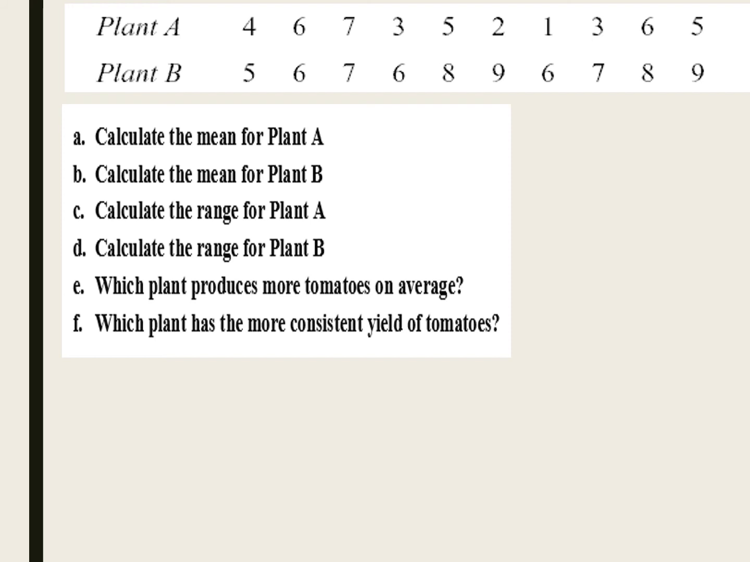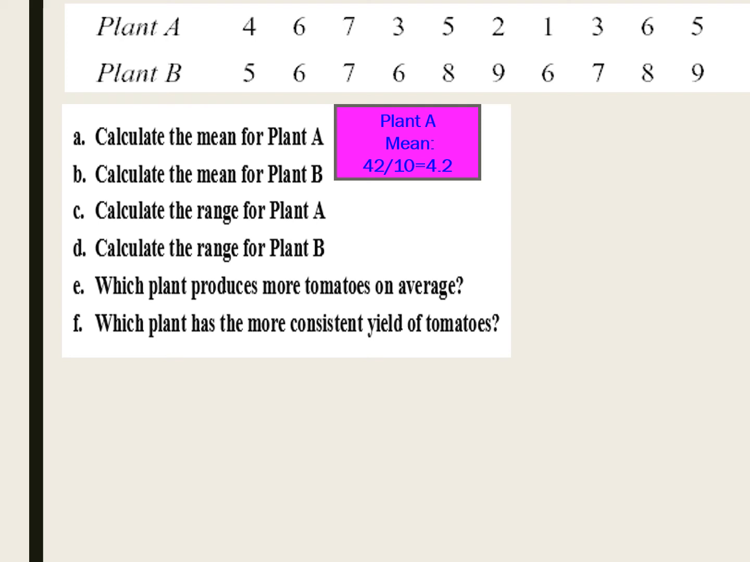Now you have this exercise. It's about plant A and plant B, and we are making a survey about which one gets more tomatoes. So calculate the mean for plant A. To find the mean, you have to add all the numbers. When you add all the numbers, you count how many numbers you have: 1, 2, 3, 4, 5, 6, 7, 8, 9, 10. I have 10 numbers. So I add all of them. It's 42. 42 divided by 10 is 4.2. That's for plant A. Now the mean for plant B, you also add all the numbers.